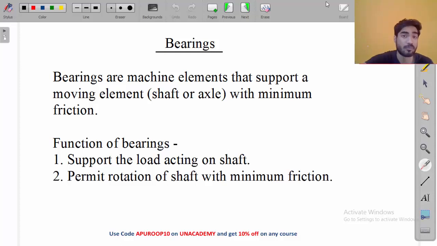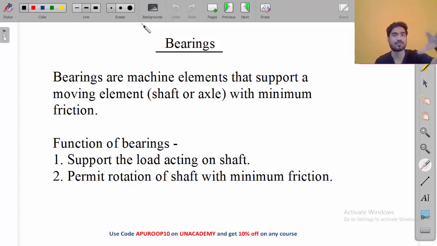And if there is relative motion, there will be friction, my friend. Now, if the friction is not reduced, there will be a loss of power and there will be high wear and tear. So in order to reduce friction and wear and tear between the fixed support and the moving body, we place bearings. Do you understand this, my friend? So bearing is the interface between the fixed support and the moving body. Why? So that it can reduce the friction, my friend.